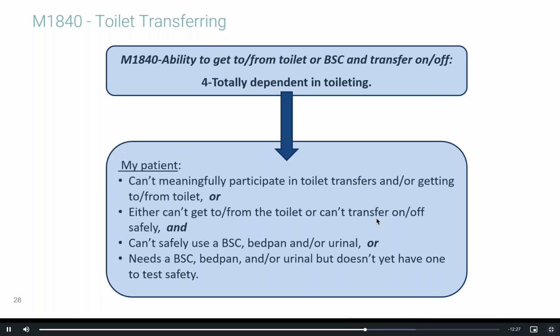So I'm also looking at what equipment is actually there, because I never want to say, for example, that they could use a bedside commode if they don't have one there, because how do I know they're going to use it safely if it's not there for me to assess them?